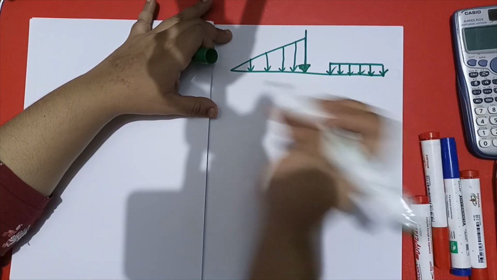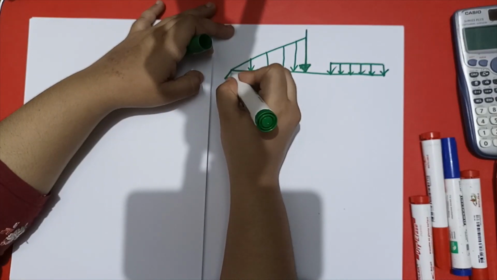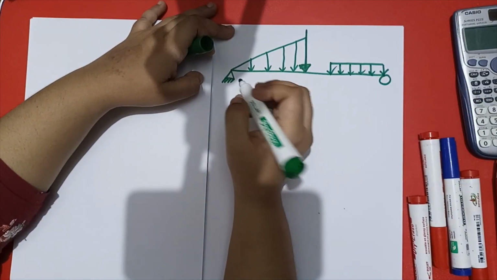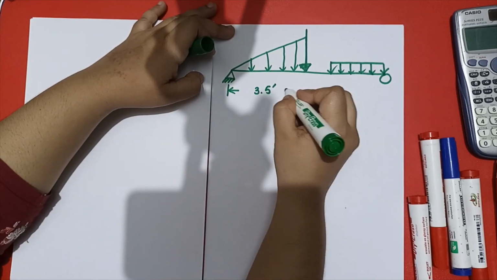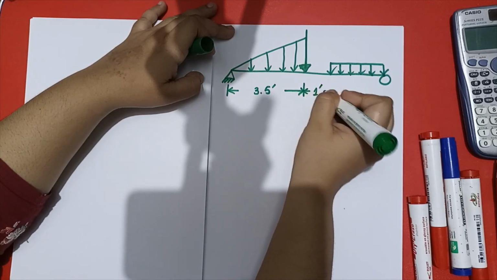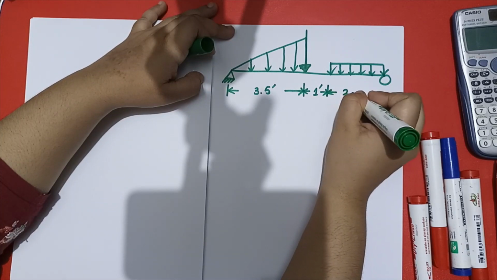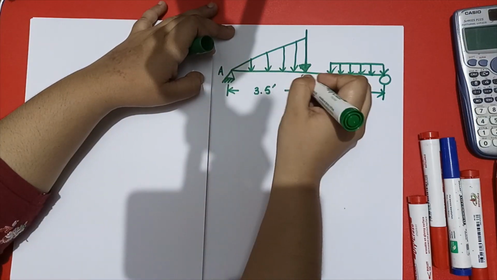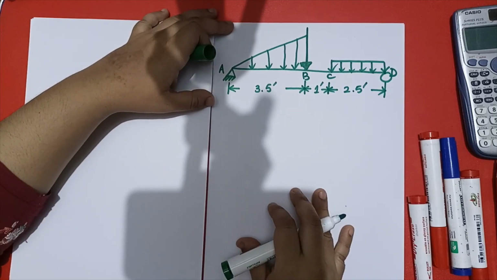So how can you solve for the support reactions? I will tell you. For example, you have a hinge support at A and a roller, and the distance from A to B is 3.5 feet. Then this is 1 foot, this is 1 foot, and this one is 2.5 feet. These are the points A, B, C and D.